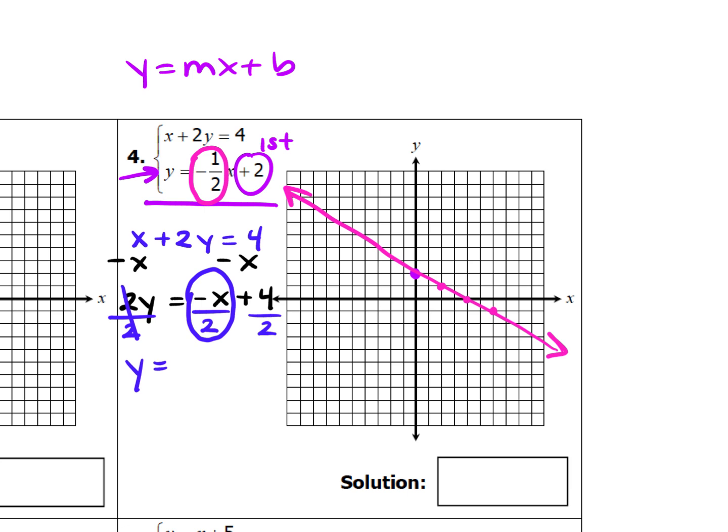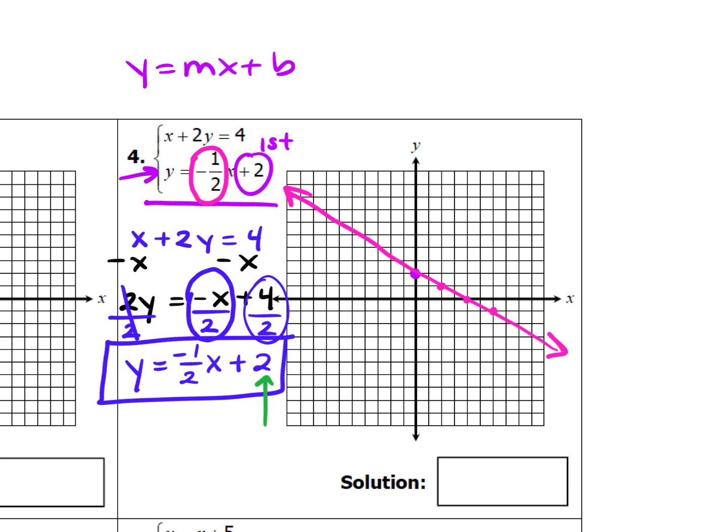Not -2x, -1 over 2 times x, right? So my slope is -1/2, and then it's times x, and then 4 divided by 2 is 2. So this is the line we're going to graph: y equals -1/2 x plus 2. Where do I move?